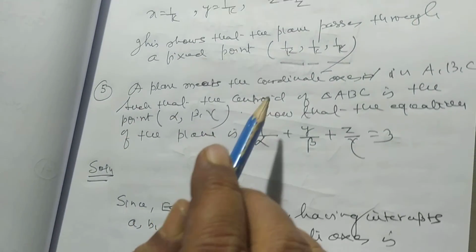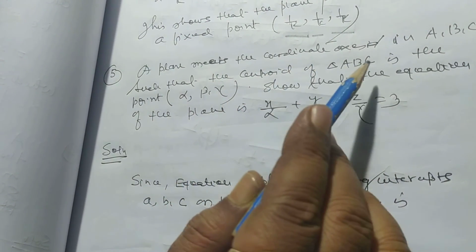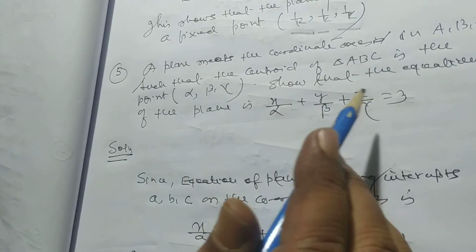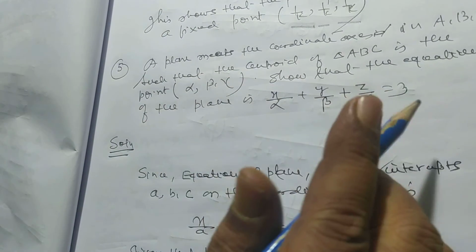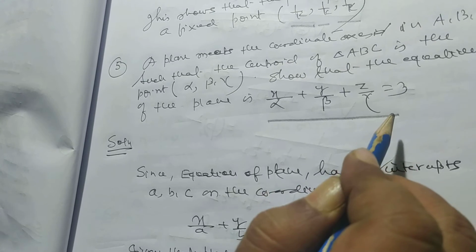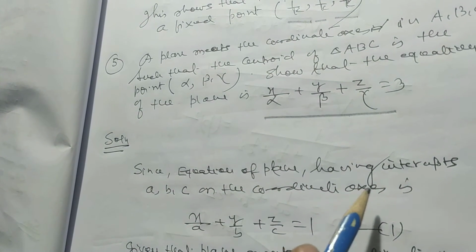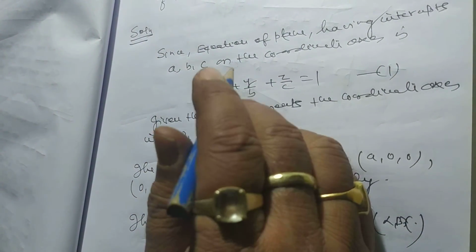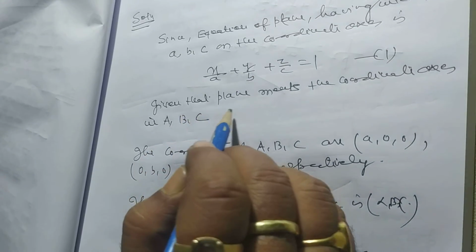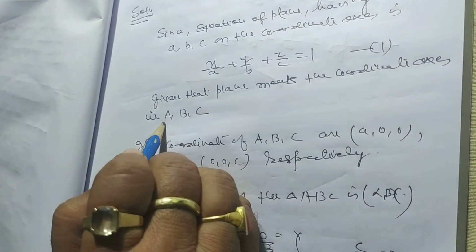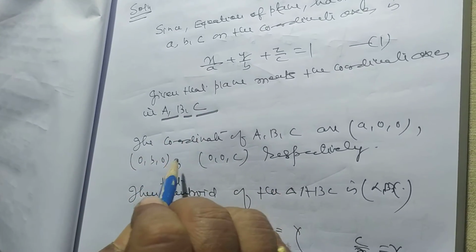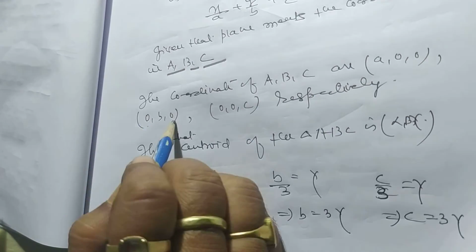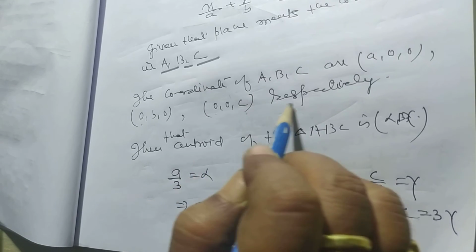A plane meets coordinate axes in capital A, capital B, capital C, such that the centroid of triangle ABC is alpha, beta, gamma. So that the equation of the plane is x by alpha plus y by beta plus z by gamma is equal to 3. Since equation of plane having intercept a, b, c on the coordinate axis is x by a plus y by b plus z by c is equal to 1. Given that plane meets the coordinate axes in A, B, C, the coordinates of ABC are a, 0, 0, 0, b, 0, 0, 0, c respectively.